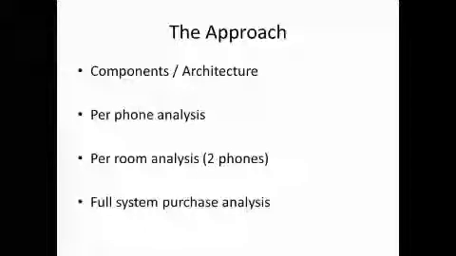Again, we're going to look at the architecture of each, analog and SIP. We're going to look at an analysis of cost on each on a per phone basis. Then per room, we're doing per room because most rooms have 2 phones, sometimes 3. There are hotels which certainly have just 1 phone in the room, but most have 2 or more. And so we're going to look at 2 phones in a room and how that changes the cost. And then the full system purchase analysis, and we'll look at what it would take to do an entire system.